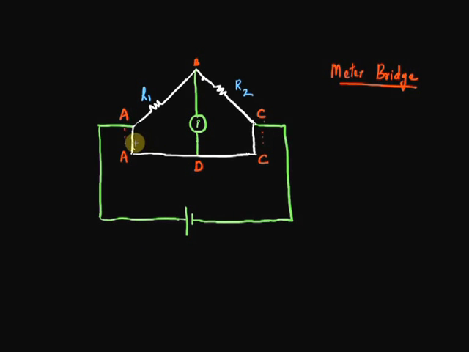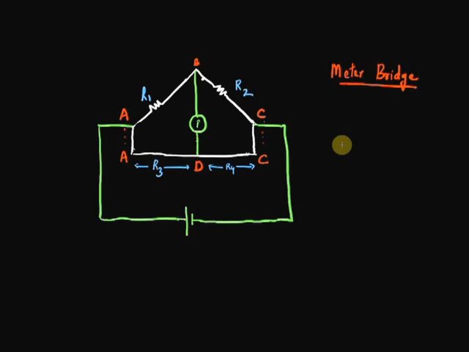Now if you look at this piece of wire AD, what is it essentially? It's basically a conductor of electricity, and any conductor offers some resistance to current flow, right? So my wire AD will also have some resistance associated with it, and I'm going to call this resistance R3. And similarly, my wire DC, which is also a conductor of electricity, will have some resistance associated with it, and we'll call it R4.